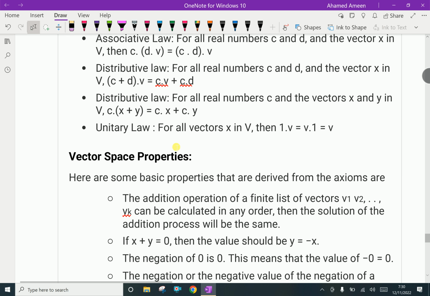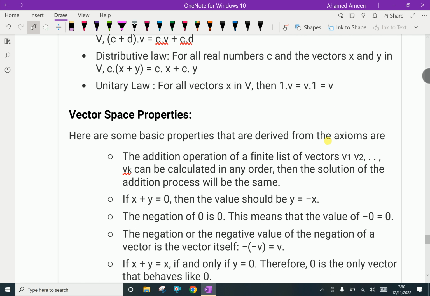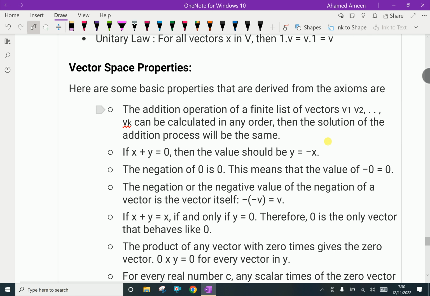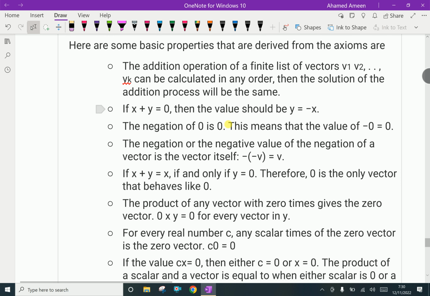Now the unitary law. For all vectors x in the vector space, we can say 1 into v equals v into 1 equals v. Here 1 is the unitary scalar. That means 1 is multiplied with v and v multiplied commutatively with 1, then equals v. Vectors only. Now some properties we can discuss about the vector space.